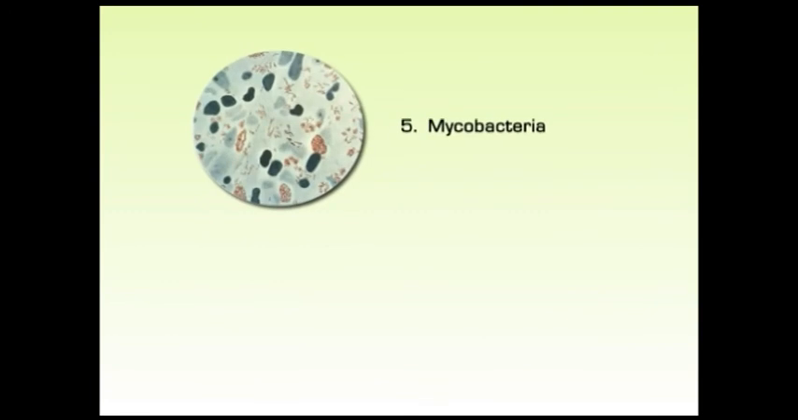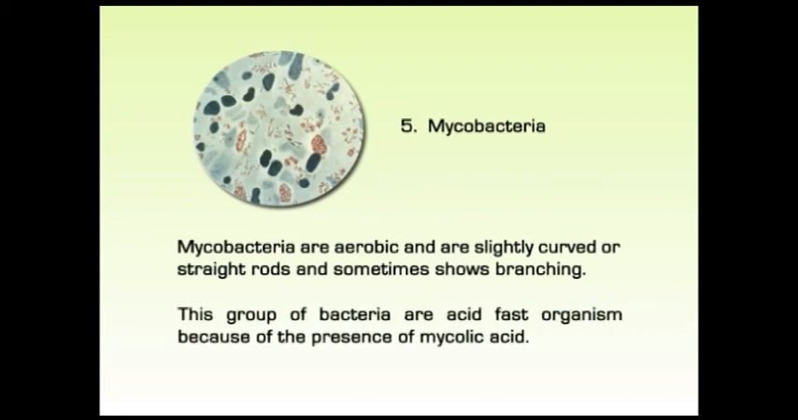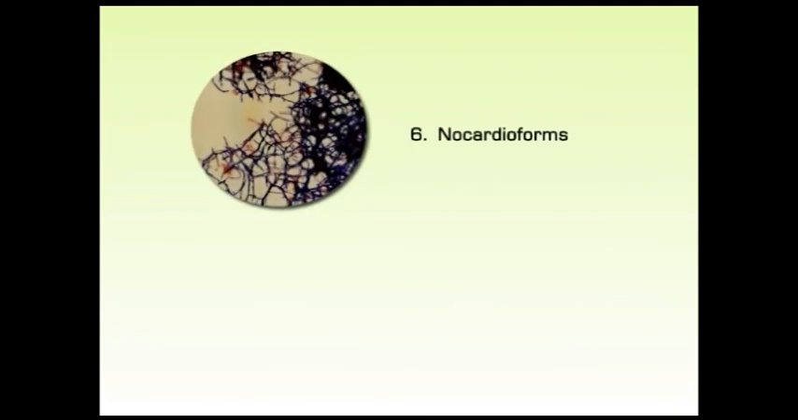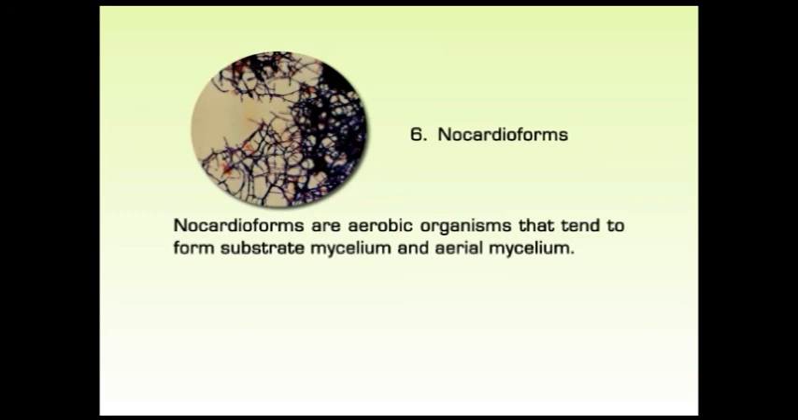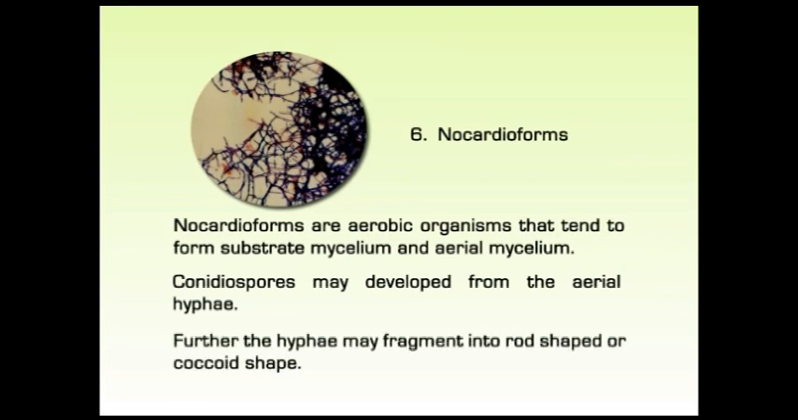Next, mycobacteria. Mycobacteria are aerobic and are slightly curved or straight rods and sometimes show branching. This group of bacteria are acid-fast organisms because of the presence of mycolic acid. The last one, nocardioforms. Nocardioforms are aerobic organisms that tend to form substrate mycelium and aerial mycelium. Conidiospores may develop from the aerial hypha. Further, the hypha may fragment into rod-shaped or coccoid forms.